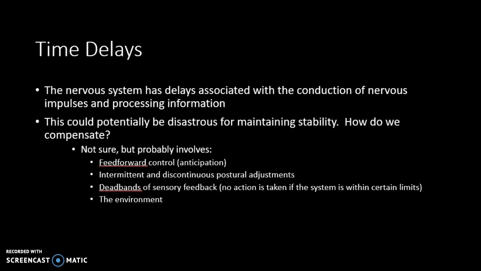There are some time delays, so the nervous system has delays associated with the conduction of nervous impulses and processing information. This could be disastrous for maintaining stability. So how do we compensate? Again, the brain is mysterious. We're still looking into this. Could be feed-forward control or an anticipatory response. Could be intermittent and discontinuous postural adjustments. Could be dead bands of sensory feedback, so no action is taken if the system is within certain limits, as well as the environment.